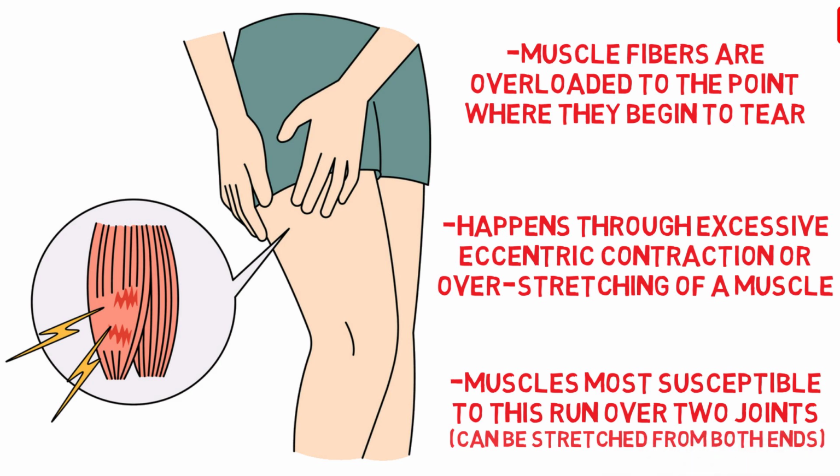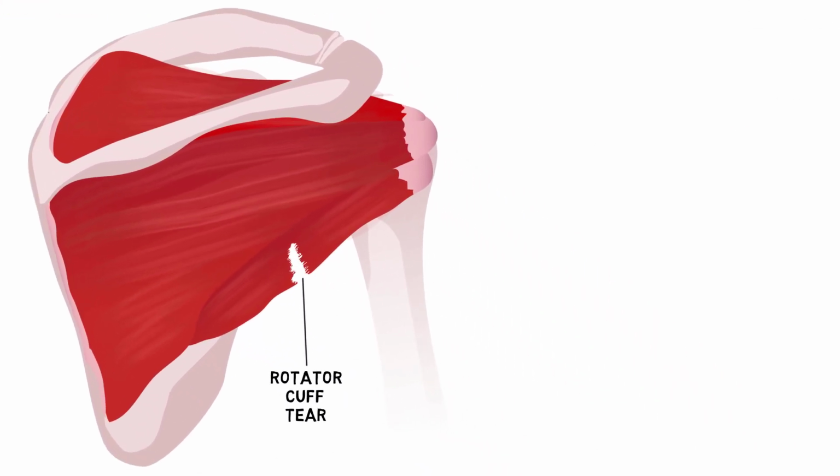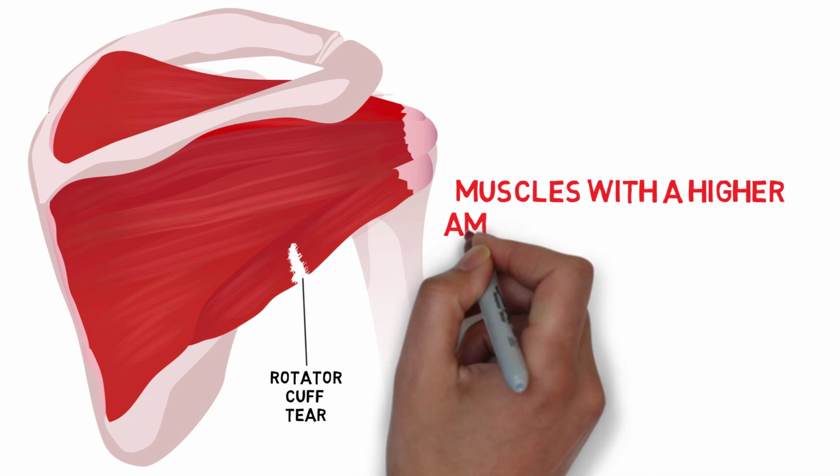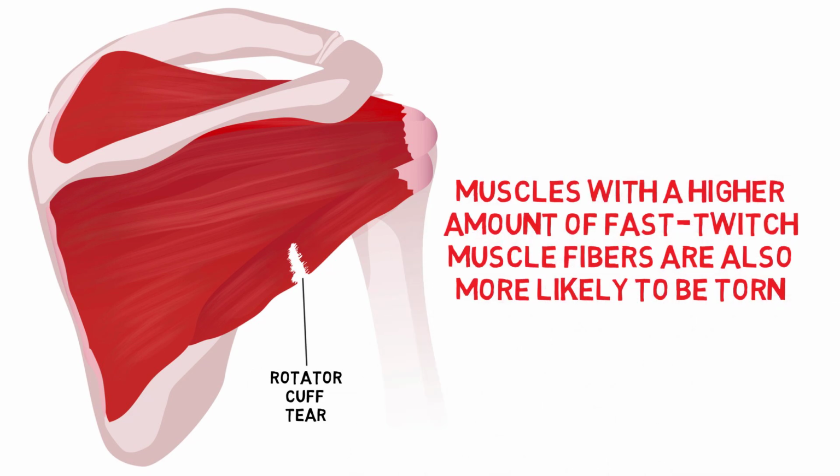congruently. However, some monoarticular muscles, like the deltoid and the rotator cuff muscles, are more prone than others. Additionally, muscles with a higher amount of fast twitch muscle fibers are also more likely to be torn.